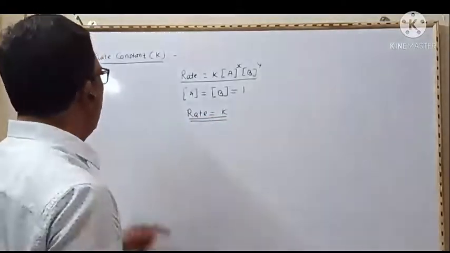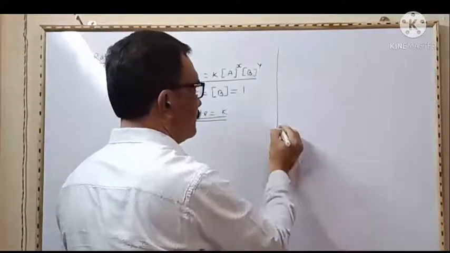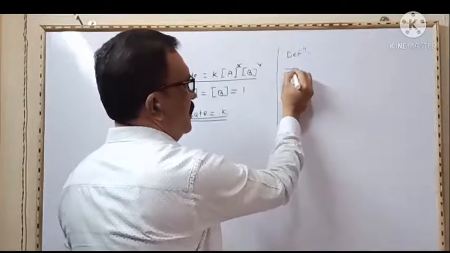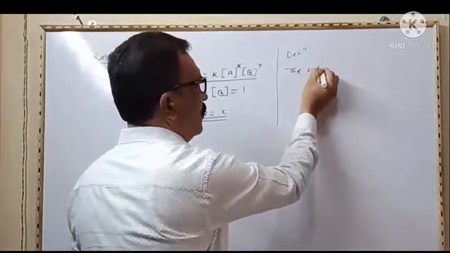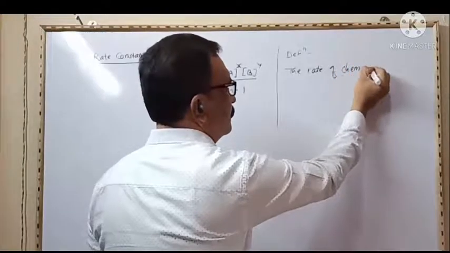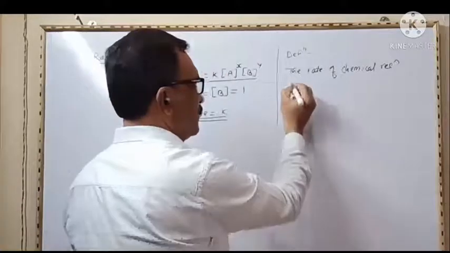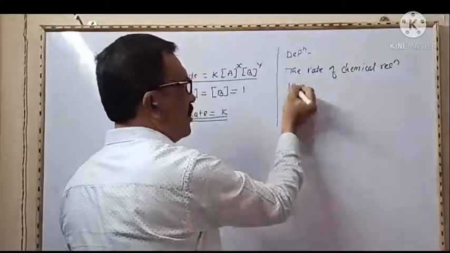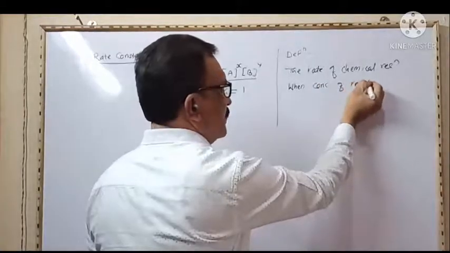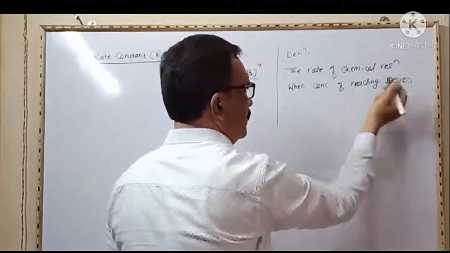And hence, a rate constant can be defined as follows: the rate of a chemical reaction when the concentration of a reacting species is unity.